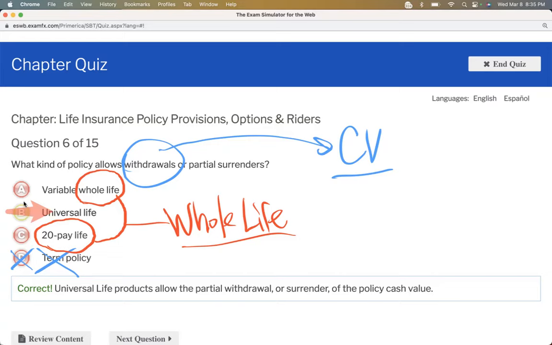Term for sure is not term because term doesn't have cash value. So even if I'm not sure, I'm gonna use common sense. B, because whole life can be A and C at the same time. So it's gonna be B.